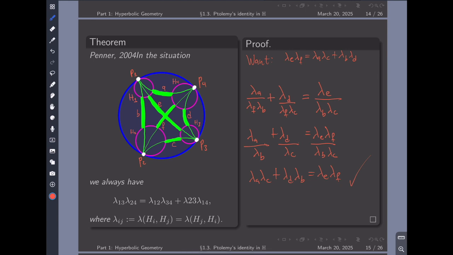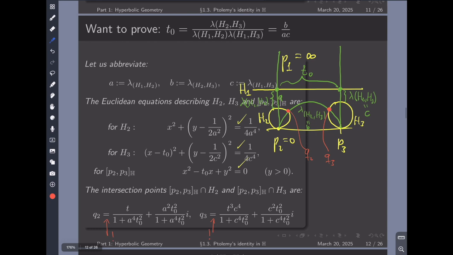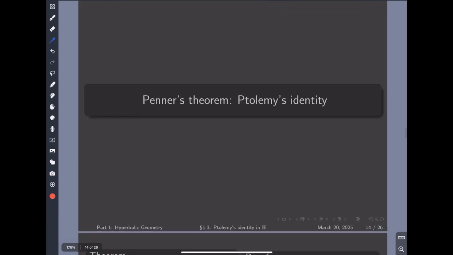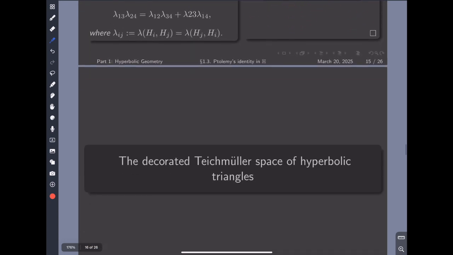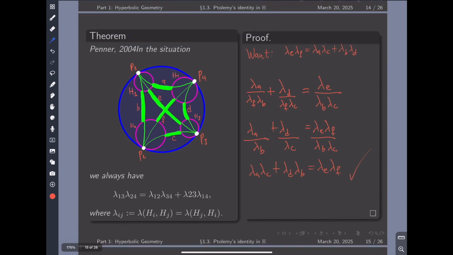So really, the hard part is the preparation lemma. So there it is. Now it is important to notice that this holds for every 4-tuple of horocycles ordered this way, right? Ordered counterclockwise.